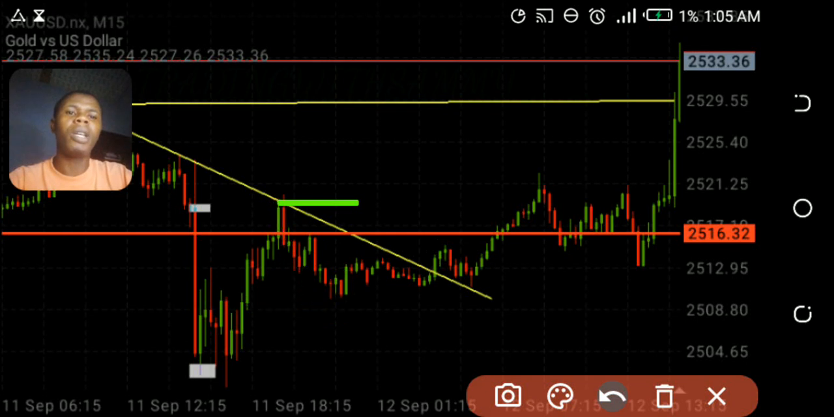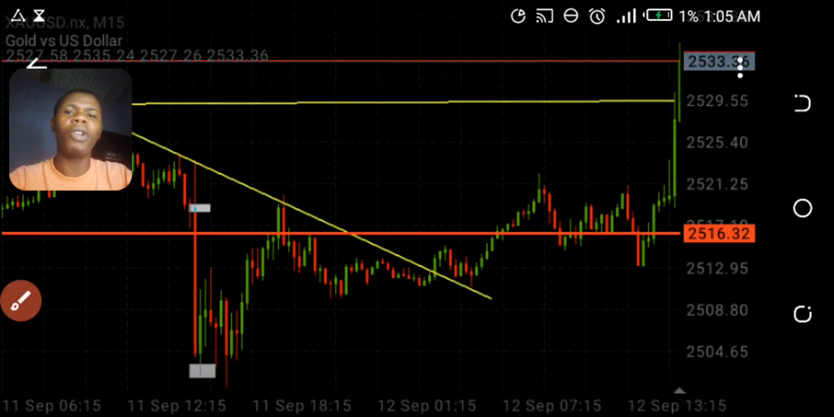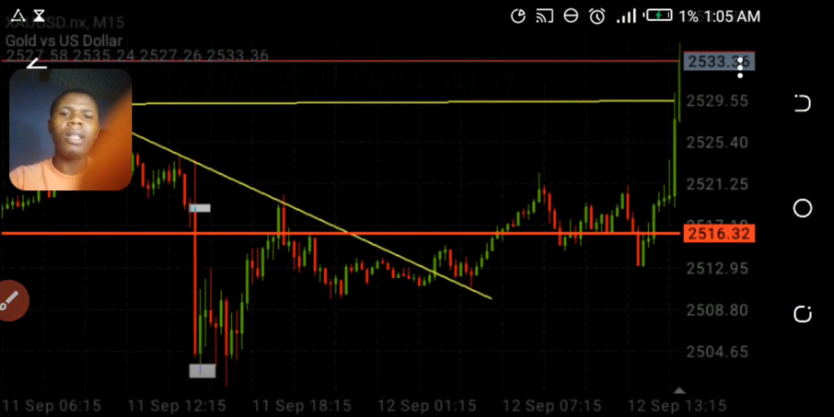Now the beautiful thing about forex that I love, it's about gold also, is that if you miss a move, it's actually going to give you another opportunity. Now let's identify other opportunities. Now this is it.